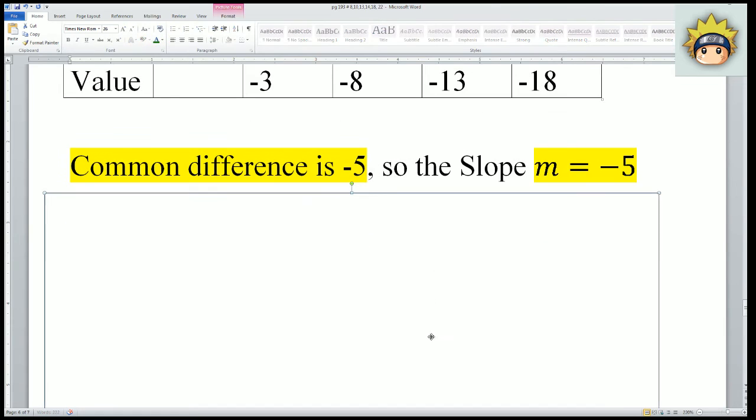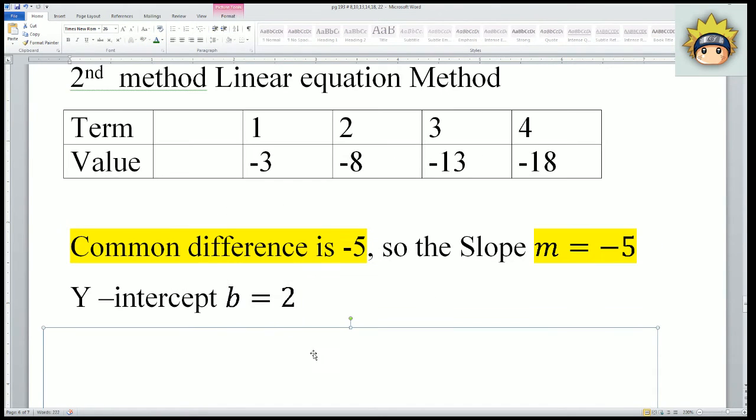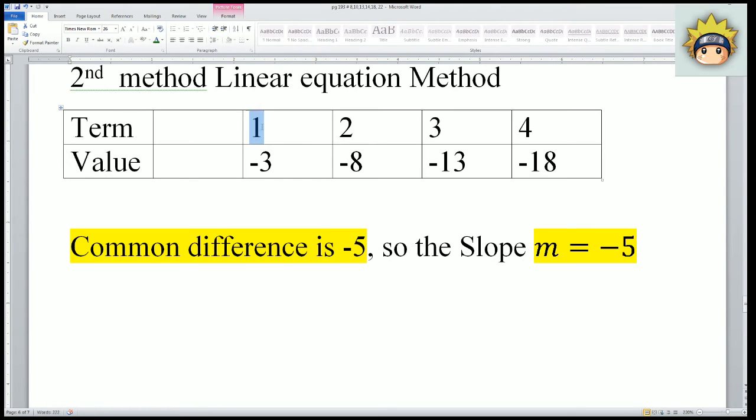Okay, next I find the y-intercept. So this is 1 is -3. To find the y-intercept, I have to find what happens when you get 0. So from -3 to become -8, I subtract 3. So to go backwards, I add 3.